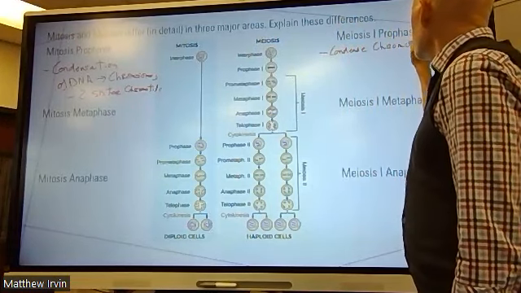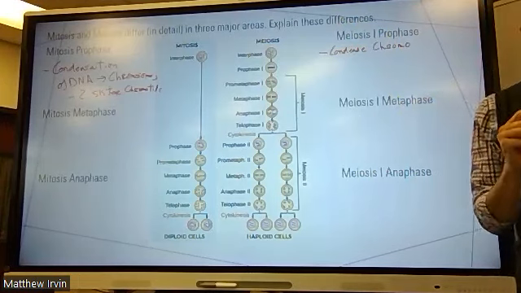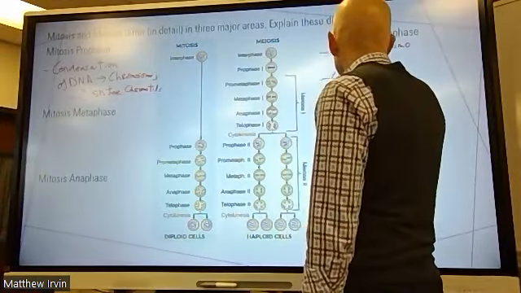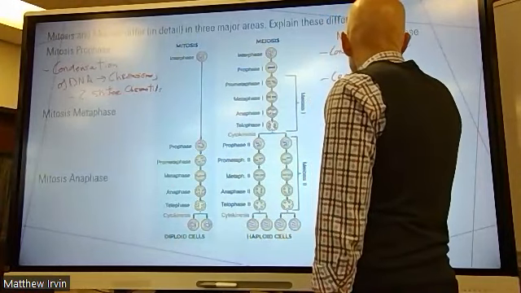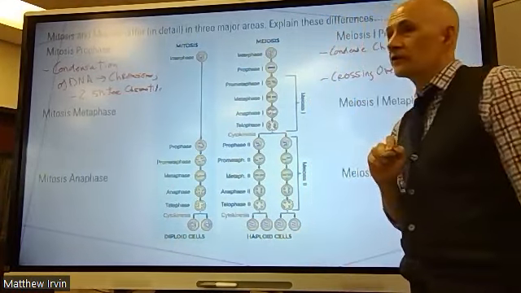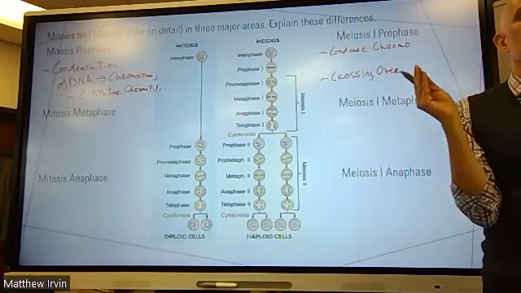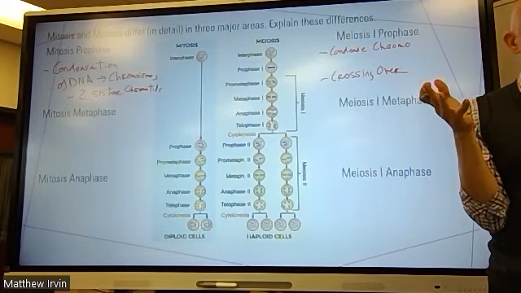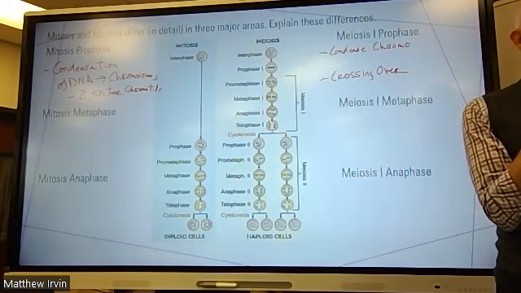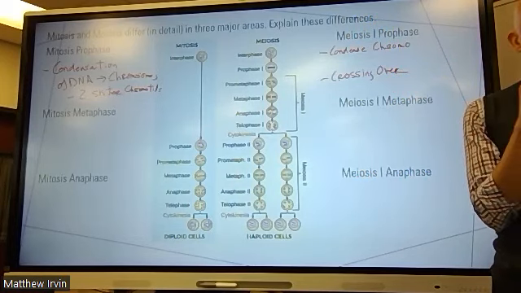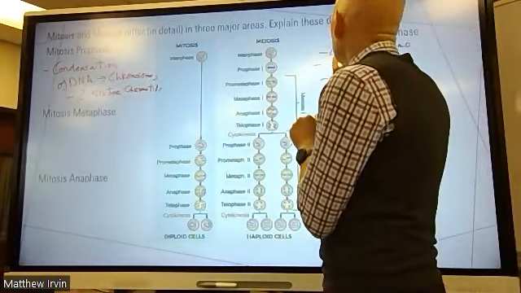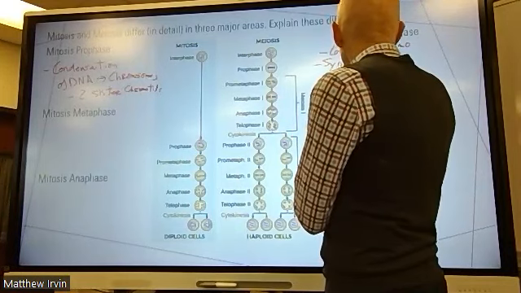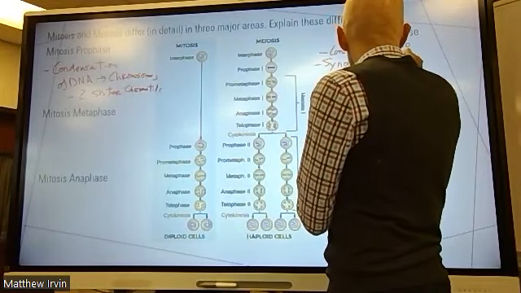But what else is going to happen in prophase 1 of meiosis? That's very important: crossing over. In order for crossing over to happen, what has to occur first? Not fusion of the cells, but they have to line up. You're going to have synapsis, which is the pairing of the homologous chromosomes.